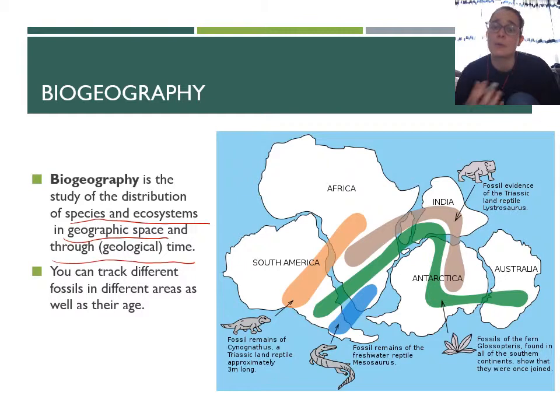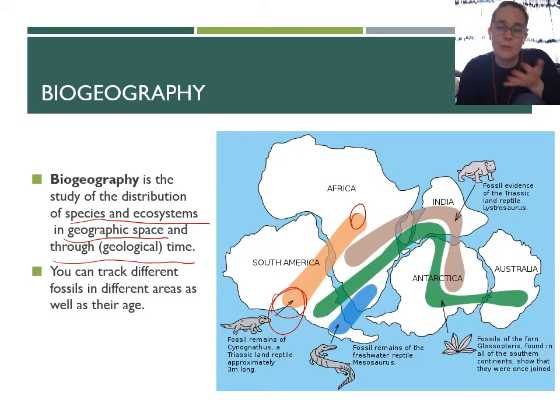So we can look at a fossil remain in one particular area, say over here, and we can find very similar fossils over here in Africa, which tell us that at a period of time, South America and Africa had to have been joined together, and these reptiles, which were roughly 3 meters long, must have been able to very easily get from one area to the other. So that's what biogeography maps tell us.